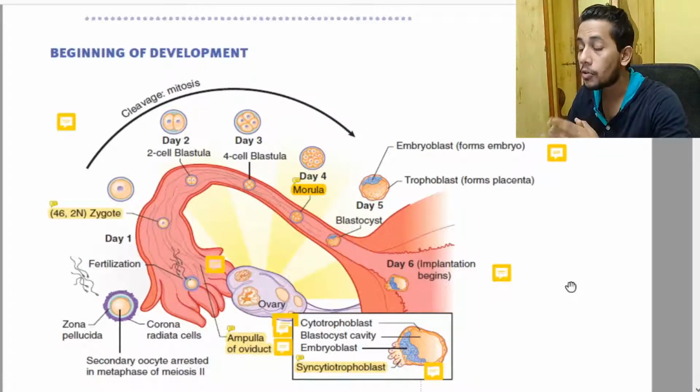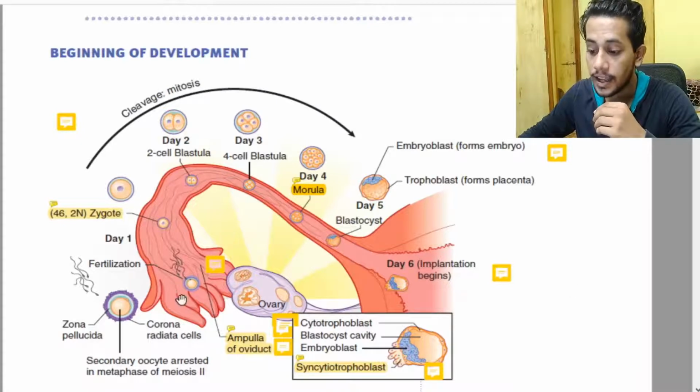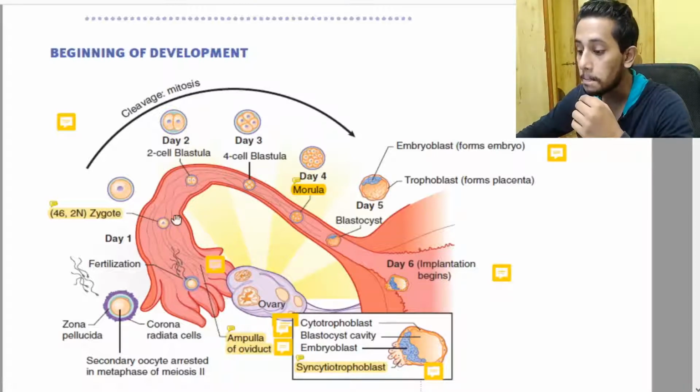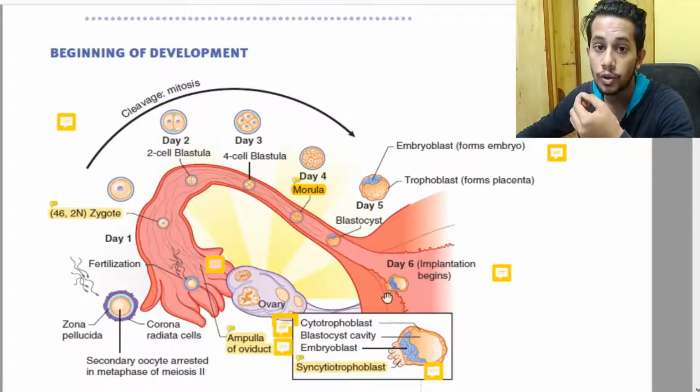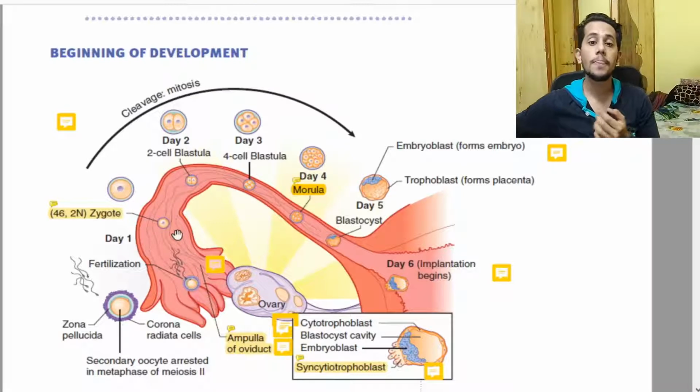But let's talk about another complication. On day 6, let's say the cell and the egg has fertilized, it goes on to develop here day 2, day 3. But let's say if the cell has not made it to the wall of uterus, what would happen then? Let's just say the cell is stuck here. Then what would happen after?